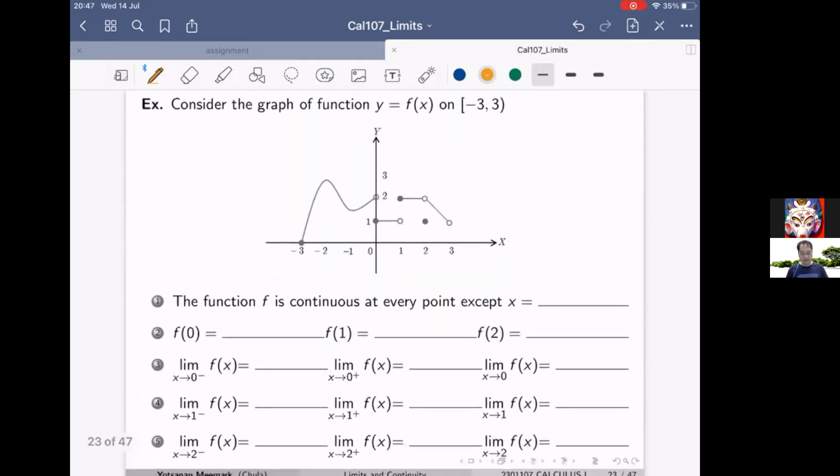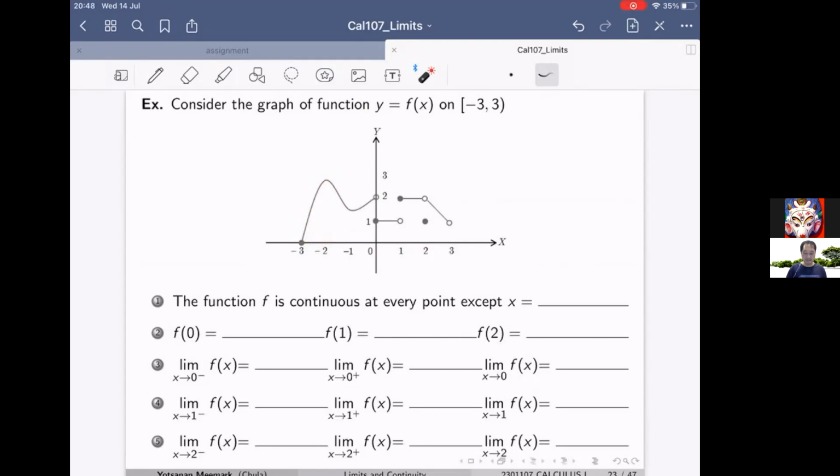So let us look at this function and then try to find some of the values here. You can see that here is one piece of the curve, two pieces, three, and then four, right? So it means that at each and every point on the curve, we don't have a point where the curve is tearing apart. So from here to there, the function is continuous. From here to there is also continuous. From here to there is continuous. From here to there is continuous.